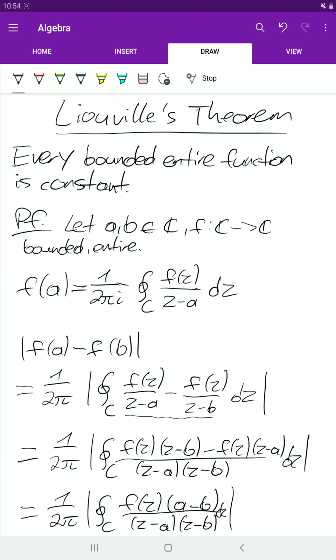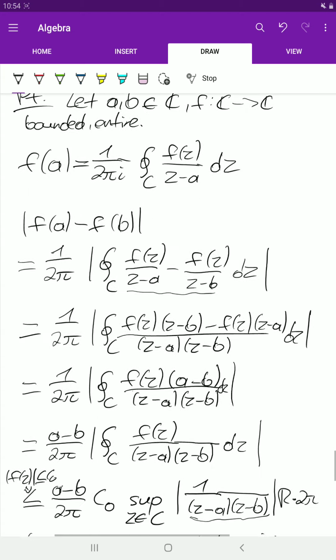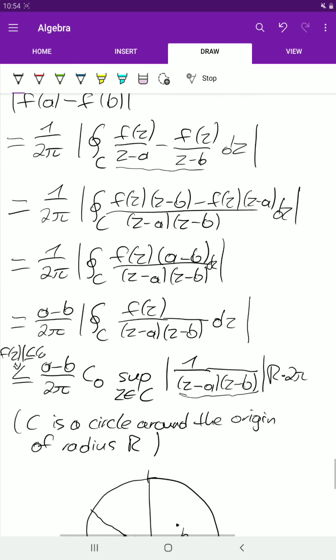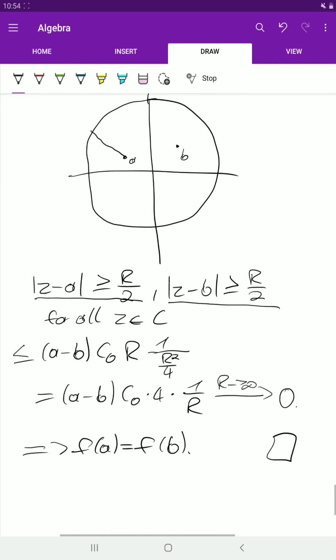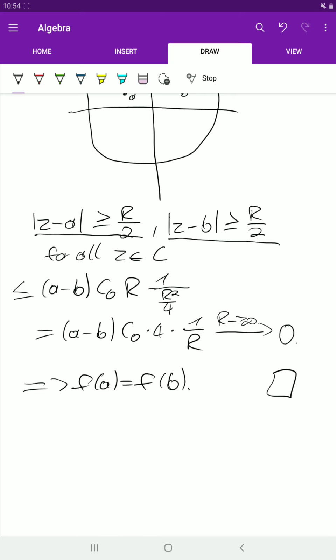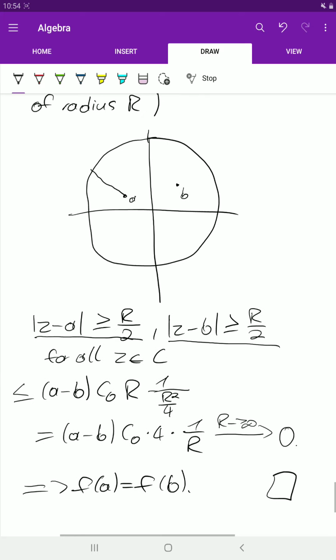Okay, so that's it for today. Maybe one more note. You can also use Liouville's theorem to prove the fundamental theorem of algebra.